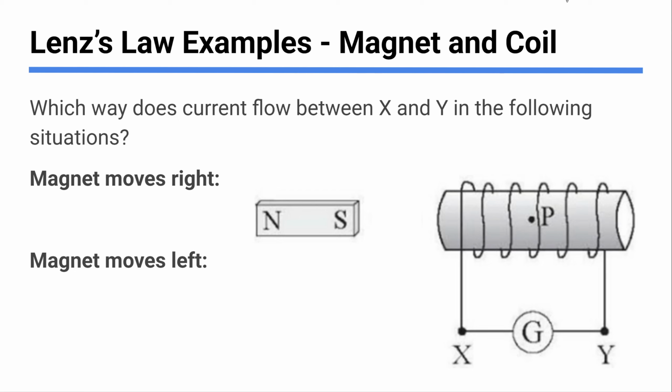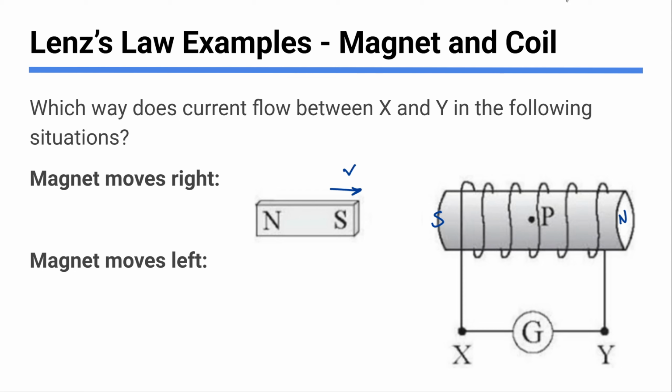All right, here's what you should get. If the magnet moves to the right, then to oppose that change, I need a south pole here. I need to repel that magnet. It's coming towards this. We're the coil, okay? So the magnet's coming towards us. We hate change. We say, no, get away. We're going to repel it.